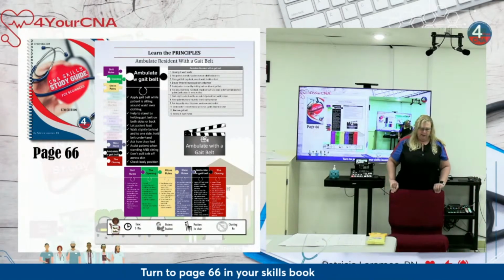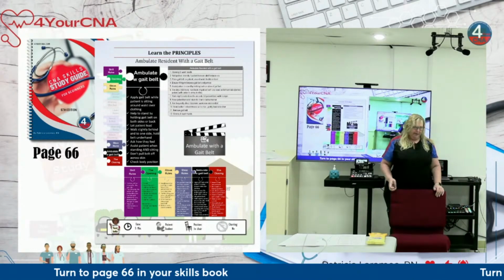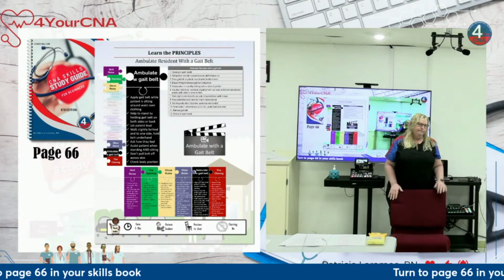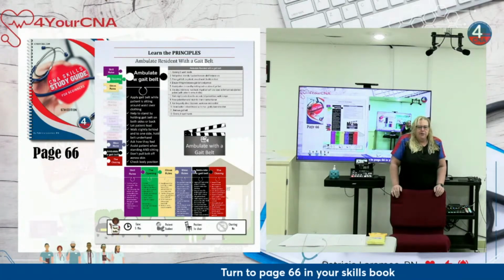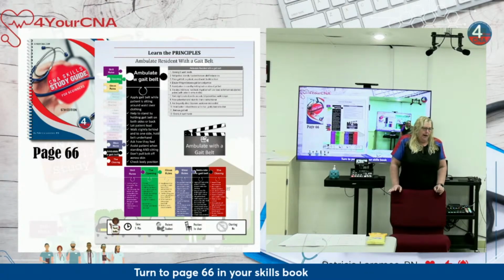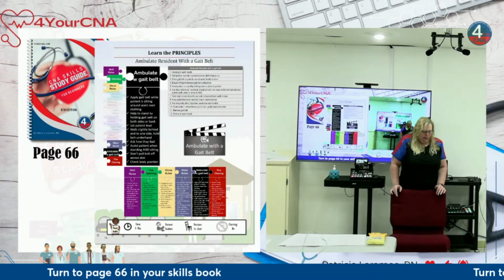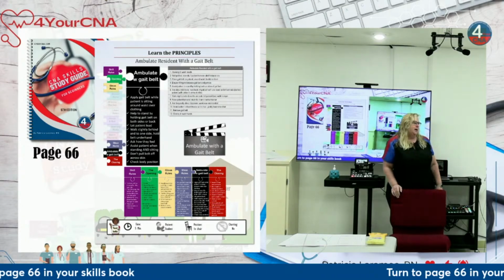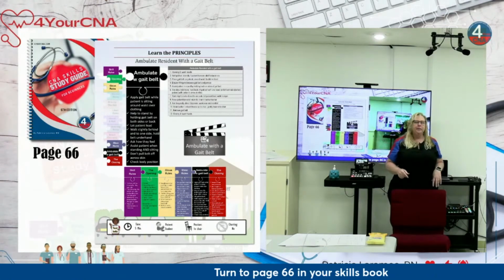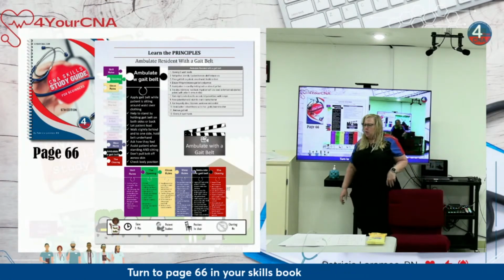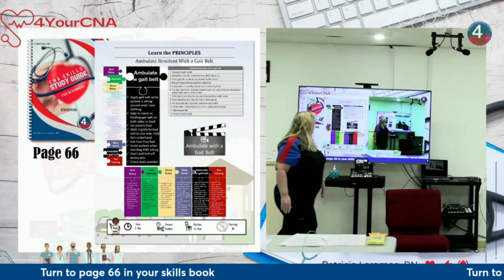So this skill, ambulate with a gait belt, means we're walking a patient with a gait belt. That's it. Not a whole lot to it. But in order to understand how to do this skill and why certain things are important, we have to talk a little bit about energy conservation. So I'm going to get into that before I show you the skill. But let's go over the rules that are involved here.